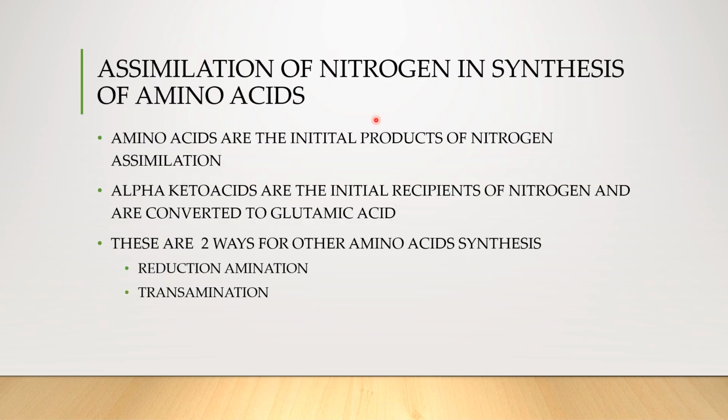So assimilation of nitrogen in the synthesis of amino acids. Amines, amino acids, these are the initial products of this nitrogen assimilation. We have alpha keto acids, which are the ones which receive this amino group, and then the keto acid is converted to glutamic acid. So there are two ways for other amino acid synthesis to take place. You have reductive amination and transamination. These are the two reactions by which the nitrogen is assimilated into all the amino acids.